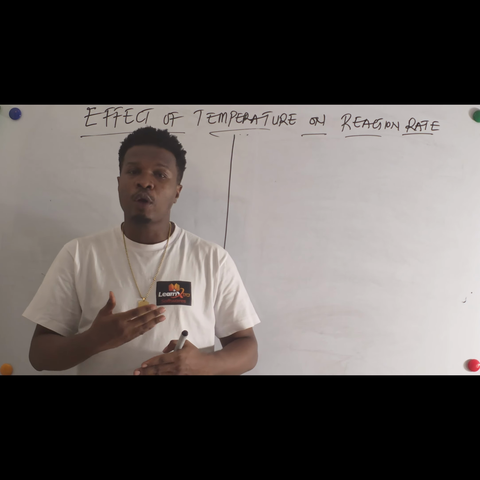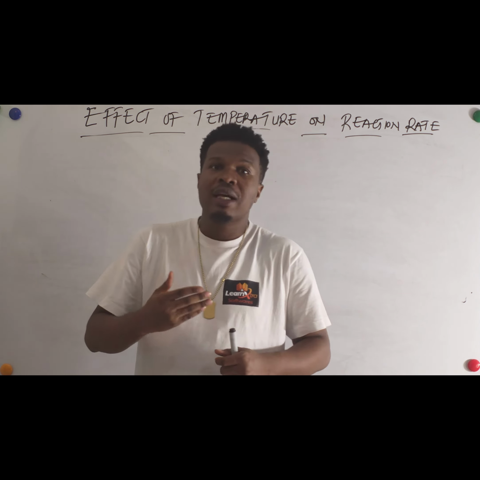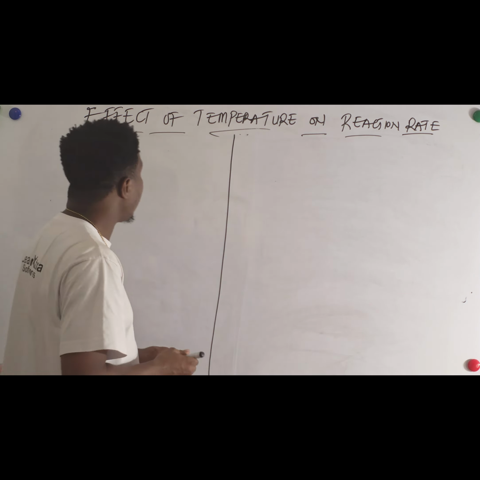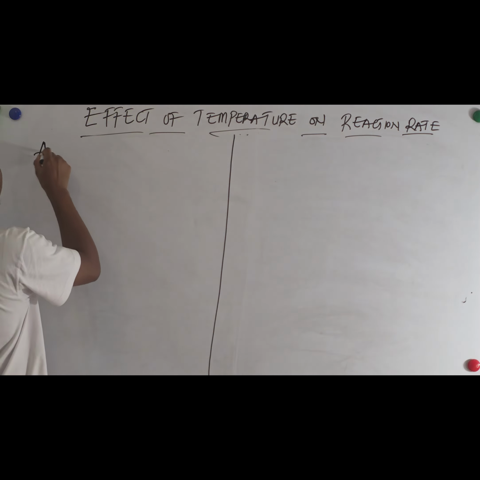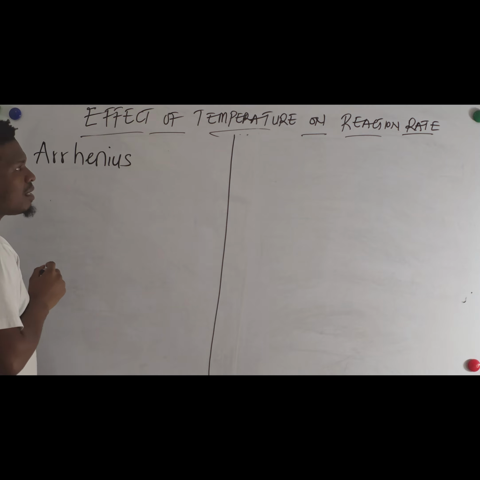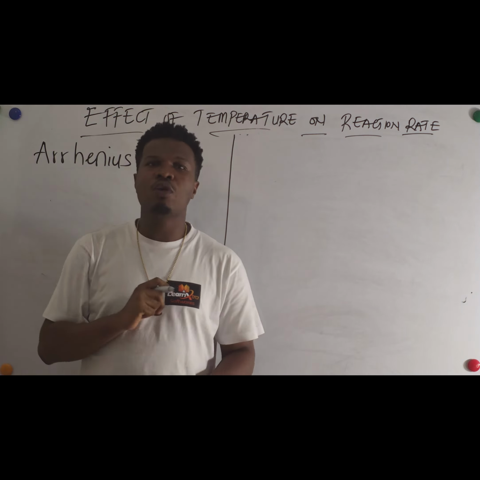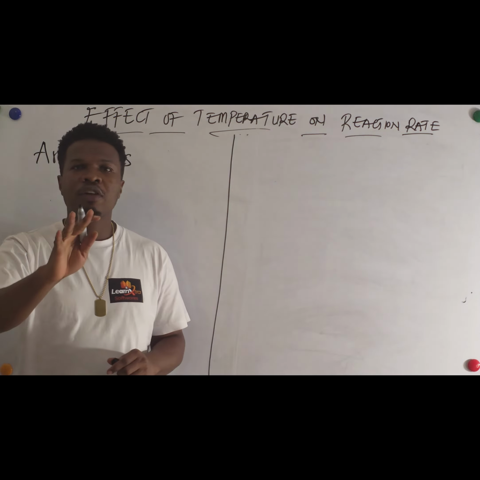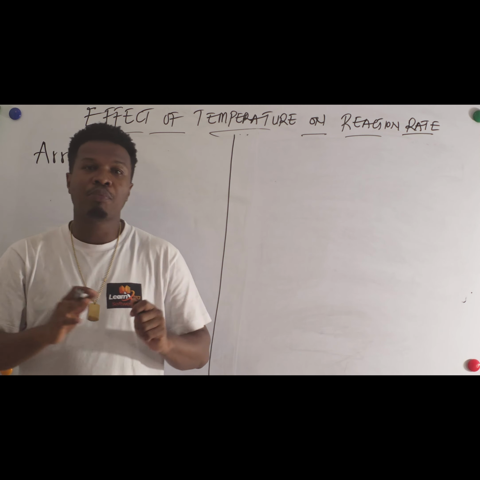Now, the scientist that proposed an equation governing the effect of temperature on the reaction rate, his name was Arrhenius. Okay, I believe you have heard about this name. Arrhenius was the scientist that proposed an important equation that governs the rate at which a reaction proceeds.